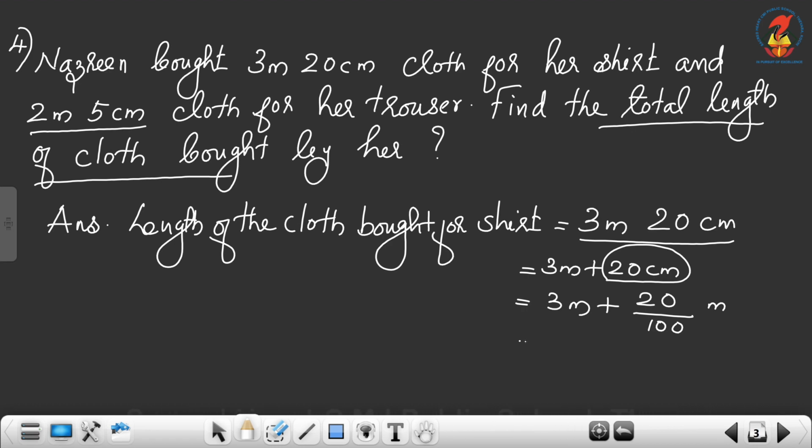Then what is 20 by 100? So we can write it as 3 meter plus 20 by 100 is, after 1 we have 2 zeros. So starting from the right side, you have to move 2 digits to the left and put the decimal point. So it will be 0.20 meters. The whole number part is absent, so we can write it as 0.20 meter. Therefore 3 meter plus 0.20 meter, what is the meaning of that?